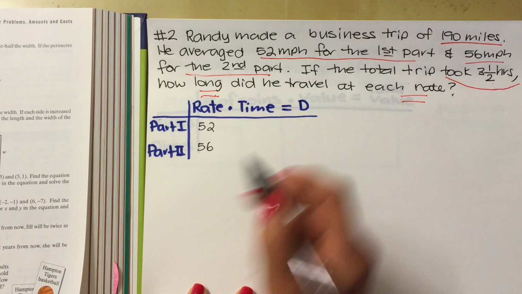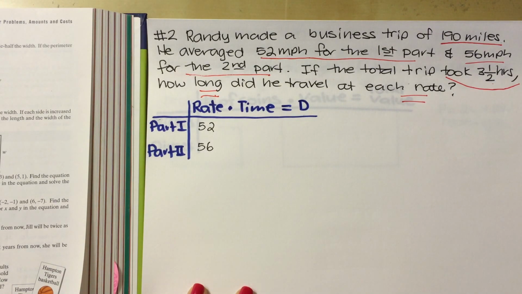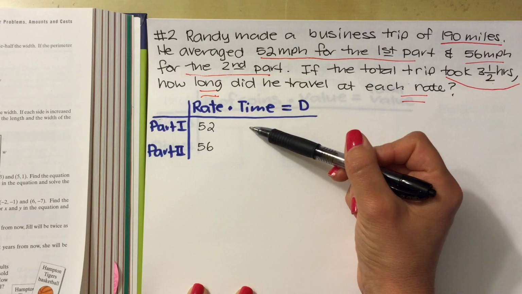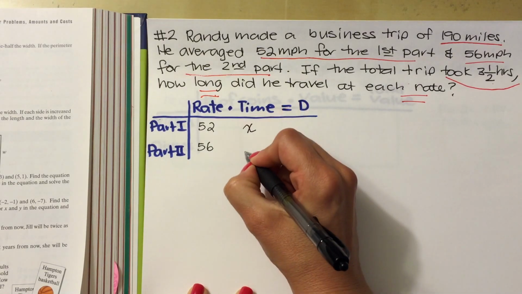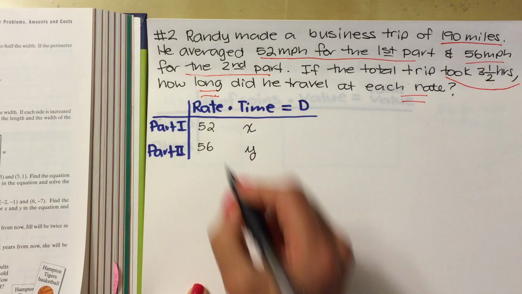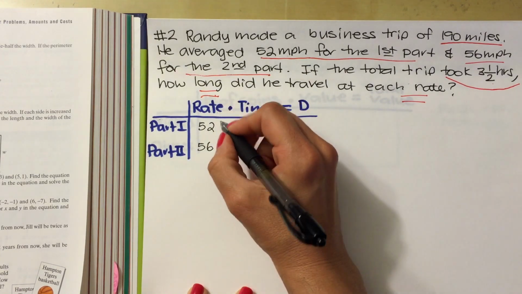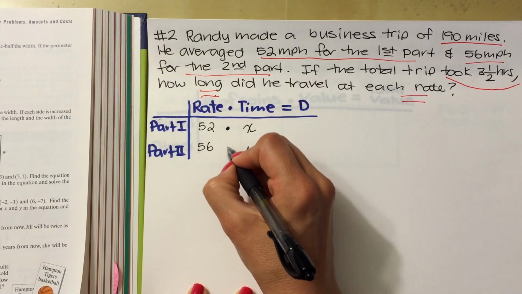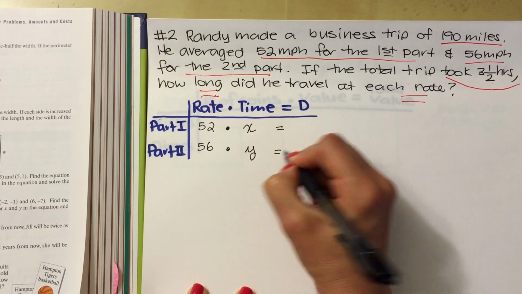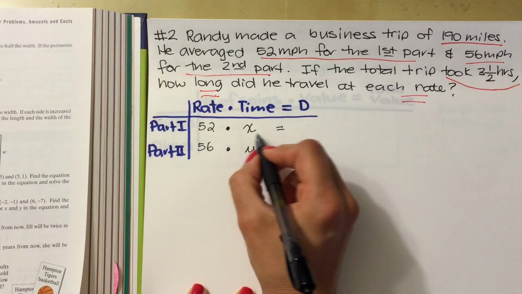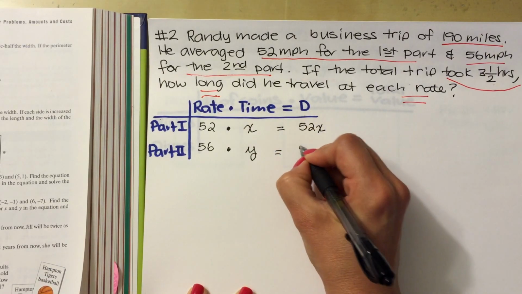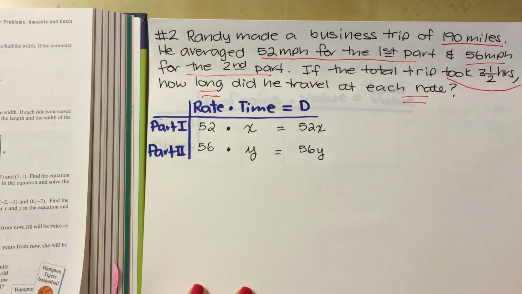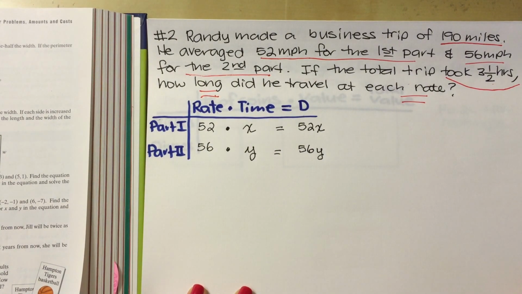We do not know the time, right? So since I don't know what the time is for each part, then just use 2 variables, x and y. According to the formula, I have to multiply rate times time, and that should give me the distance. So if I multiply across, I get 52x and I get 56y. So here's my table. We have to now write 2 equations.